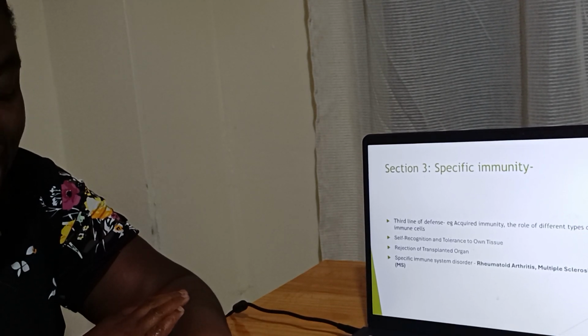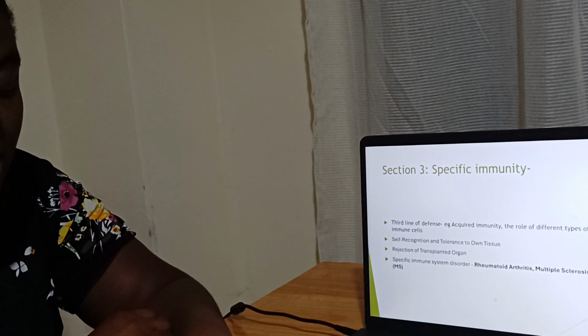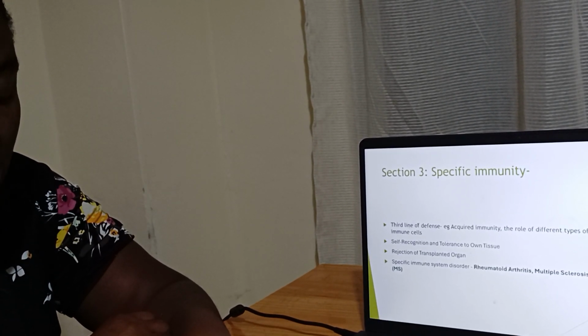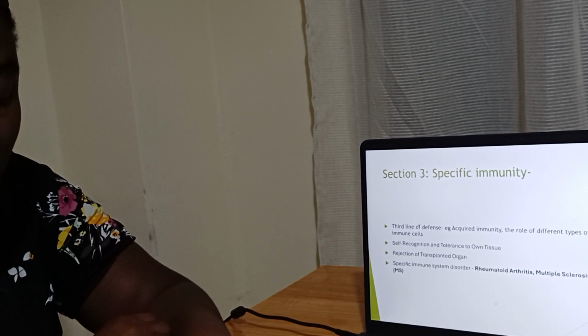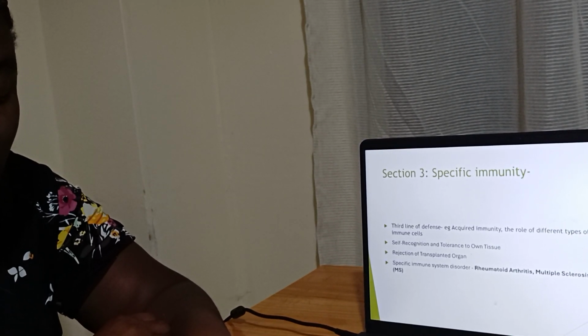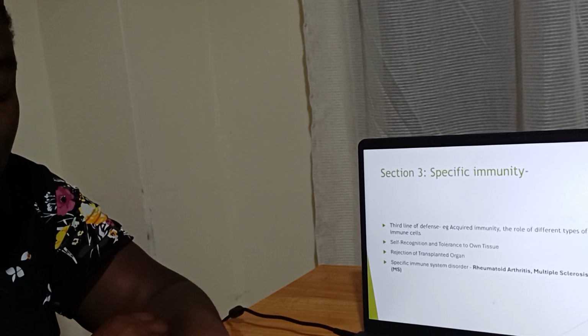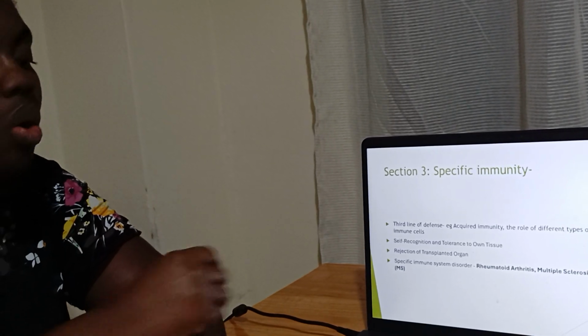And then the second one is multiple sclerosis, which is a potentially disabling disease of the brain and spinal cord. MS occurs when the immune system attacks the protective shield that covers the nerve fibers and causes communication problems between the brain and the rest of the body.